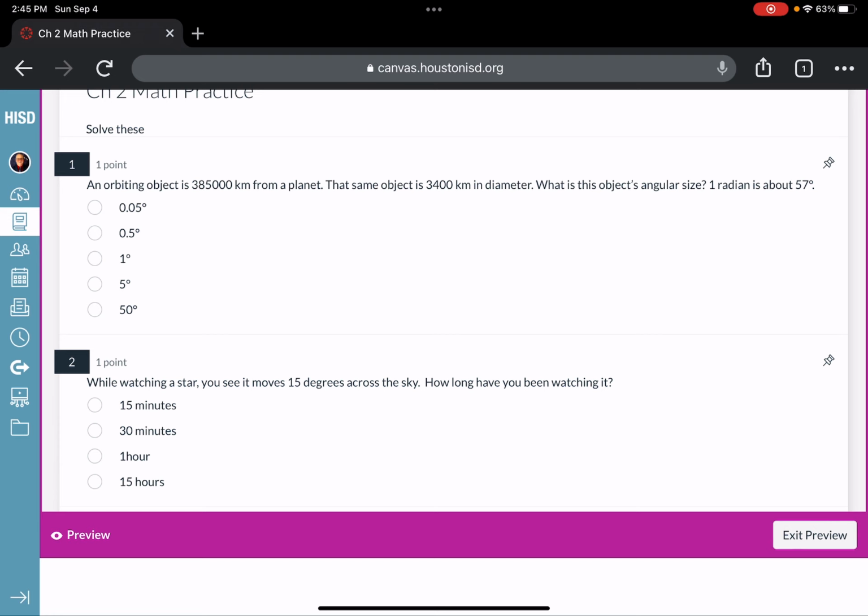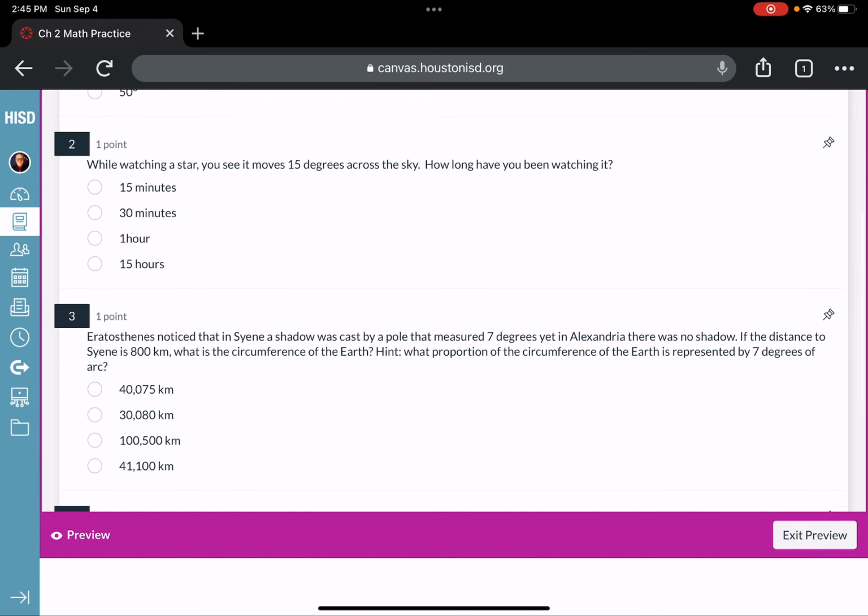The Sun and the Moon are actually both the same angular size from the Earth. So there's that one done.